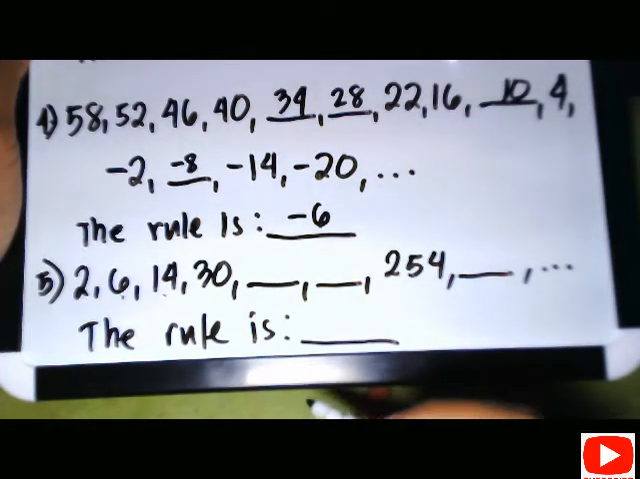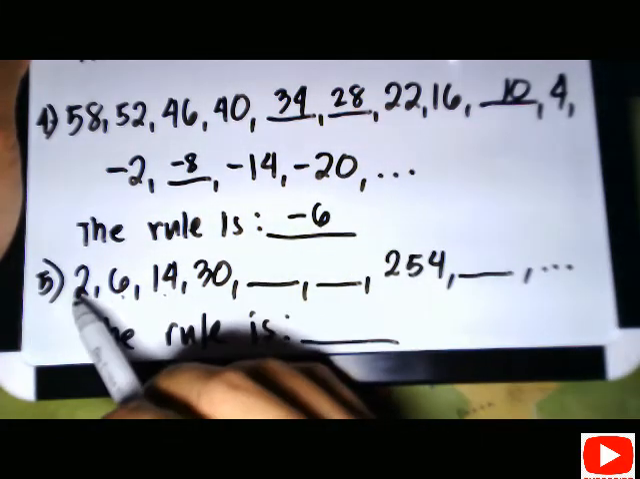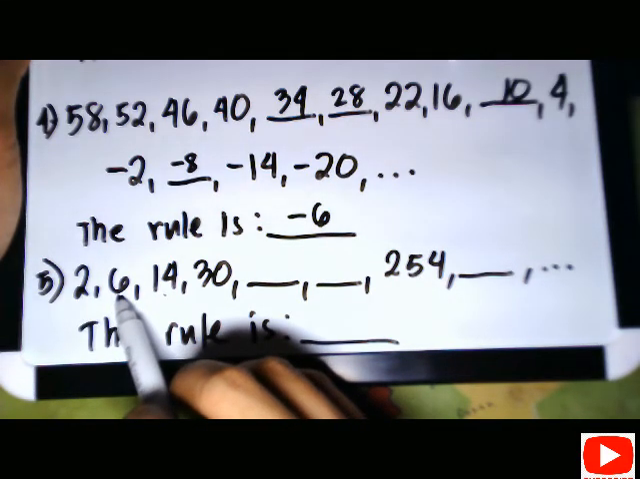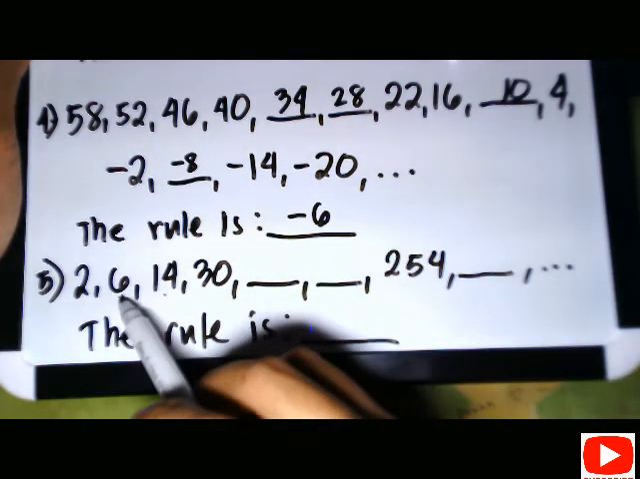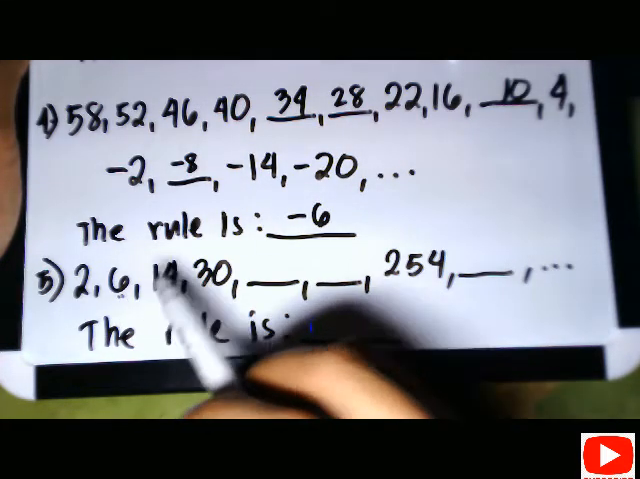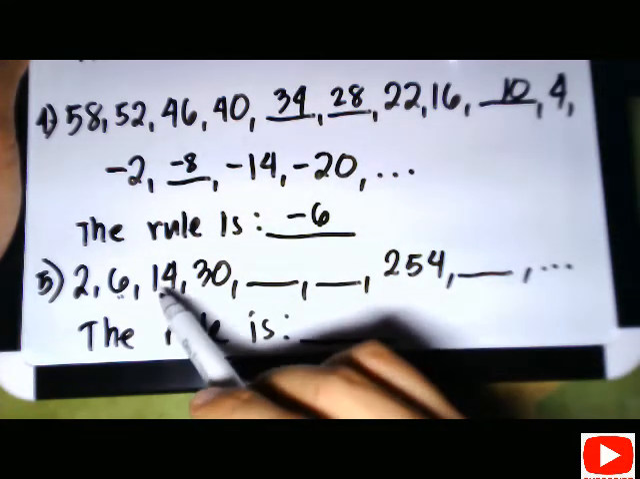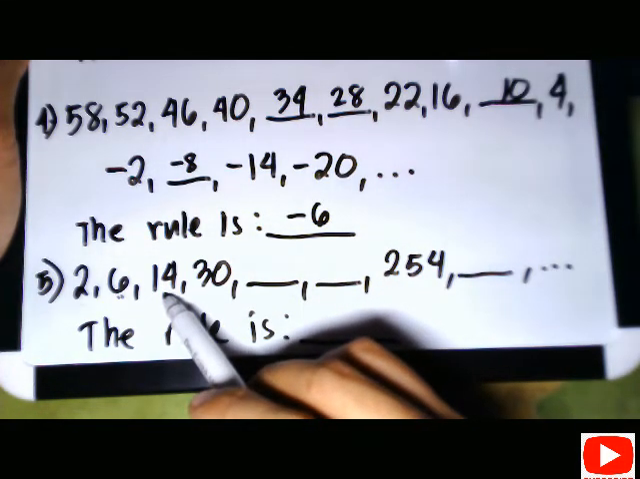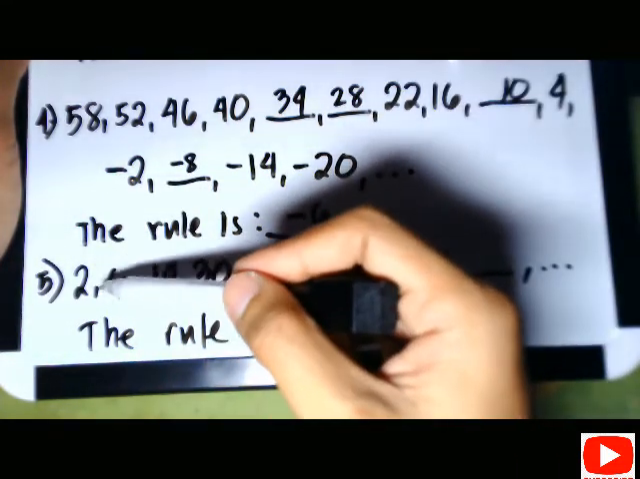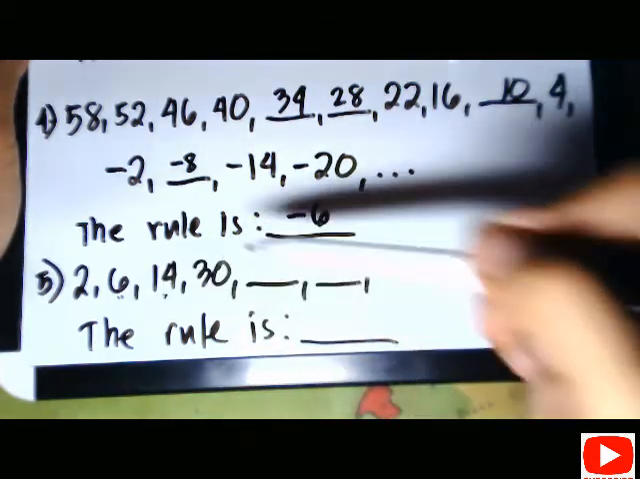So maybe let's try to add 1 and multiply it by 2. 2 plus 1, that's 3, times 2, that's 6. Correct. Another. 6 plus 1, that's 7, times 2, that's 14. 14 plus 1 equals 15, times 2, that's 30. So the pattern works for the four terms here.